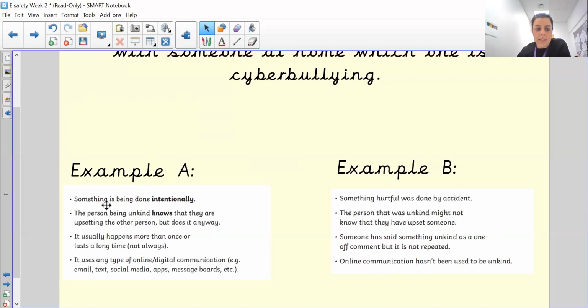Example A is something being done intentionally. The person being unkind knows what they are doing. It does happen more than once or over a long period of time. And it does happen through digital communication or online communication. So example A is our example of cyberbullying.